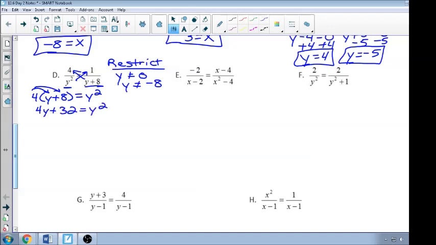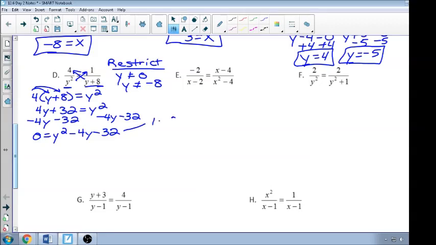At this point I have a y squared. It is positive, so I just need to move everything to it. Subtract the 4y, subtract the 32. So 0 equals y squared minus 4y minus 32. Now I have three terms. I need to factor, so what multiplies to 32 and adds to negative 4?